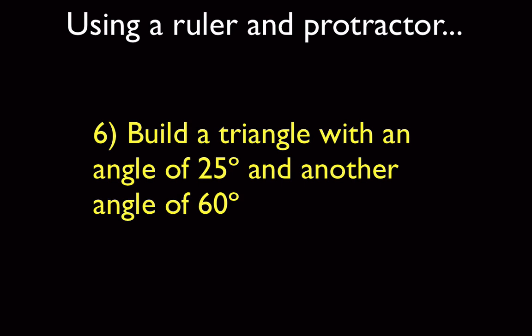Number 6, I want you to build a triangle with an angle of 25 degrees and another angle of 60 degrees. Okay, and that just means that basically I don't care about the lengths of the sides, just make two angles that make a triangle together with 25 and 60. Okay, and that's it for the notes.